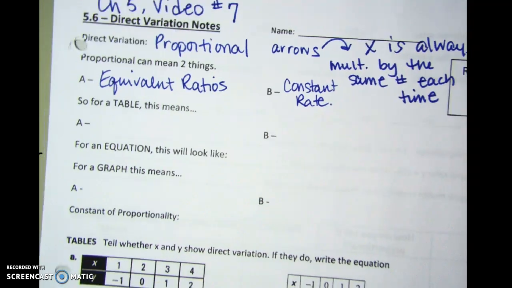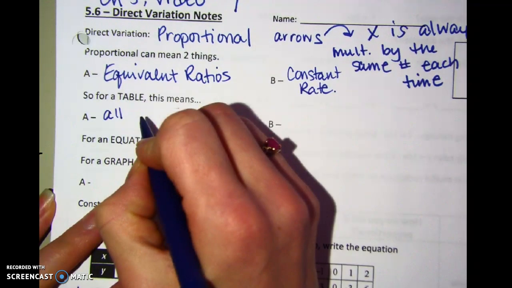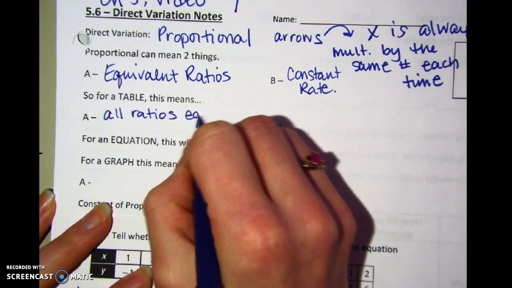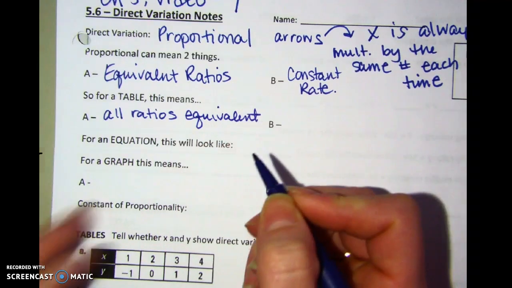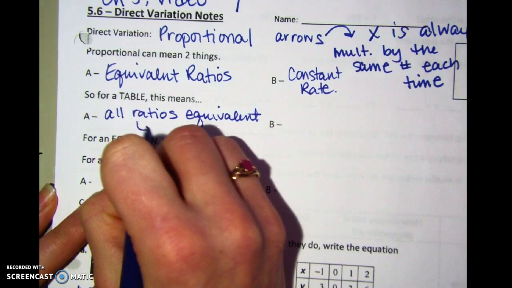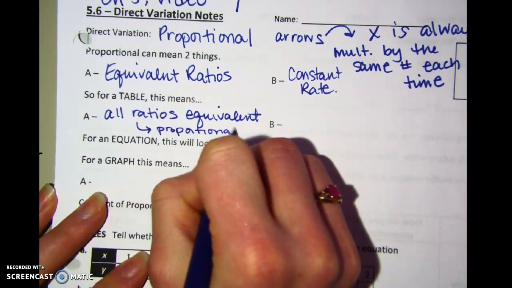So for a table, this would mean that all ratios are equivalent in your table. If I take any of my xy pairs in my table, they're all going to be equivalent. So obviously this means they're all proportional if I check them all.